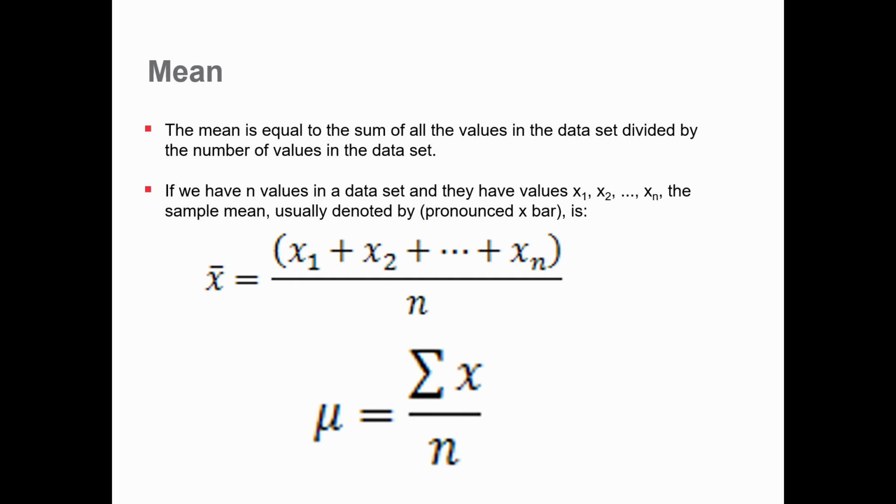So what is mean? Mean is nothing but the summed value of the data divided by the number of data we have. So here we have x bar is equal to x1 plus x2 till xn divided by n. Here n is the number of data and x1, x2 each represent the data points in the data set.